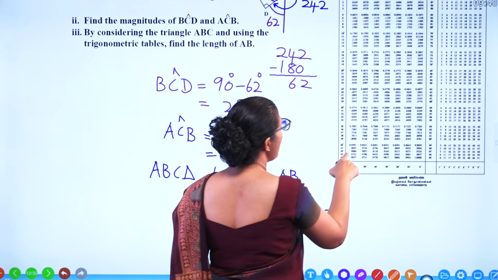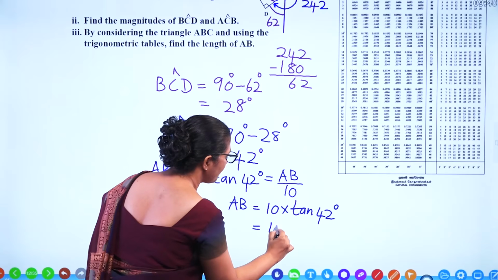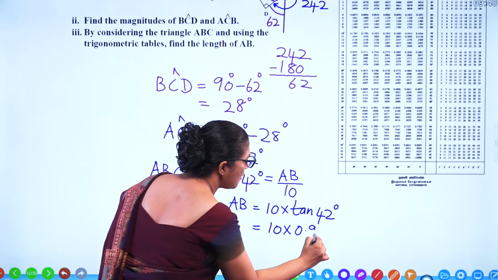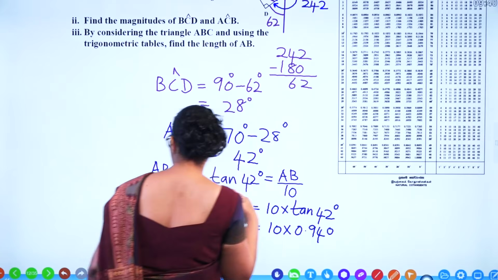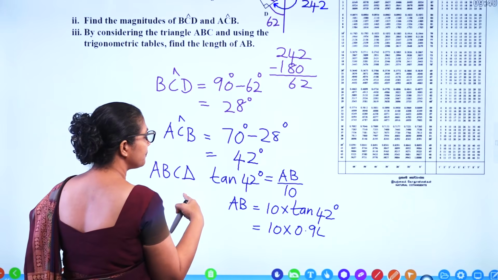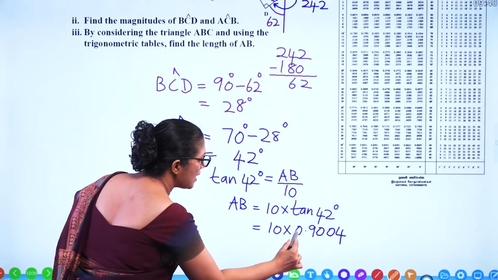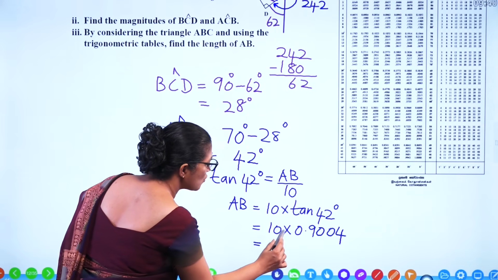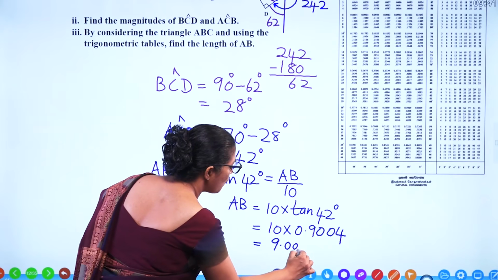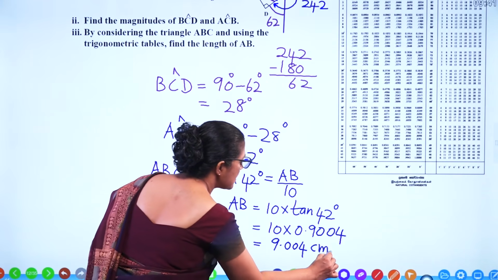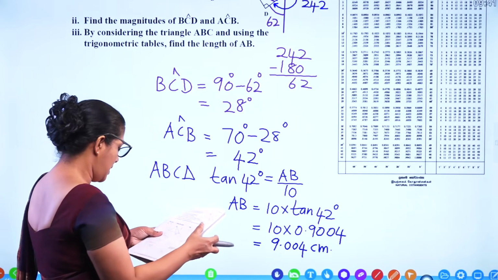Tan 42 value is 0.9004. Not 94, 0.9004. Multiplied by 10 means moving the decimal one place to the right. 9.004 centimeters is the length of AB. So that's the other part.